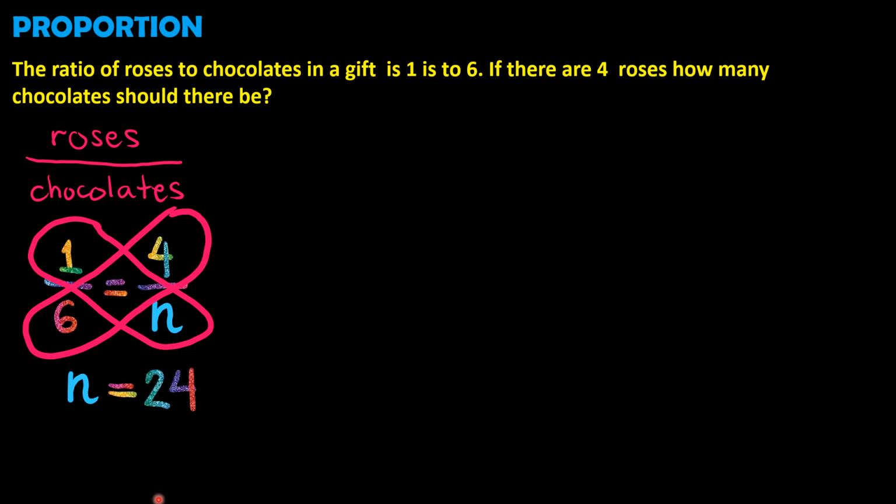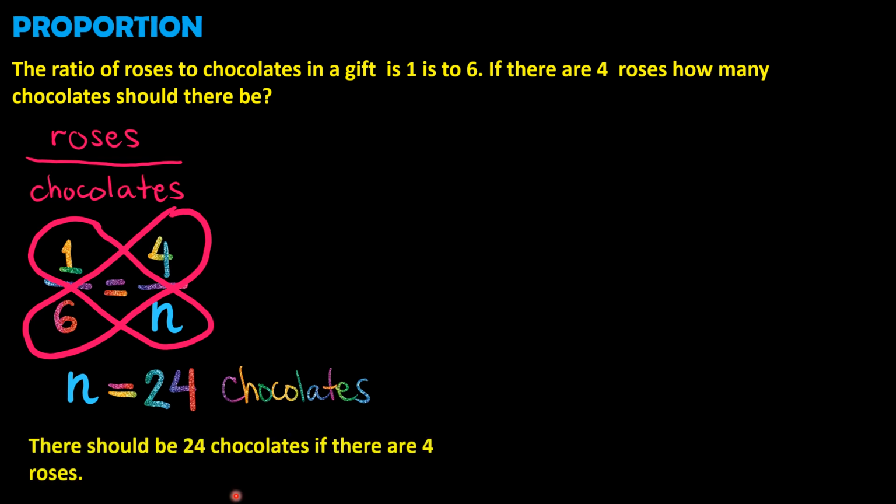So what does 24 mean as an answer? 24 means the number of chocolates because that is what we are solving for. So 24 chocolates. To say the answer, there should be 24 chocolates if there are 4 roses.